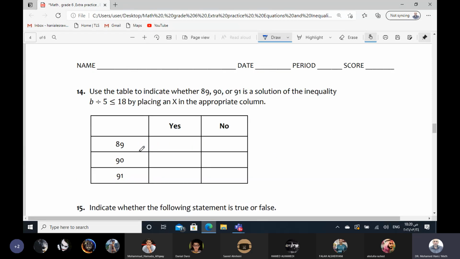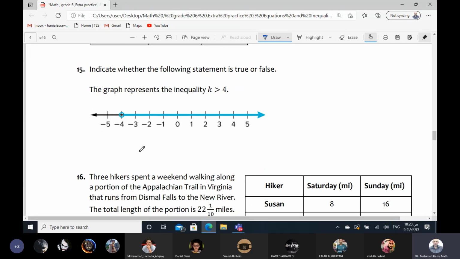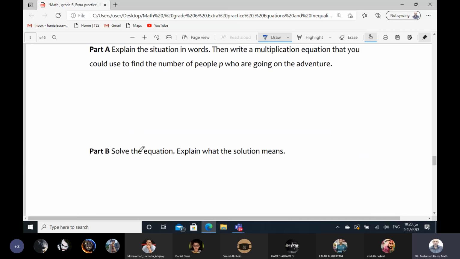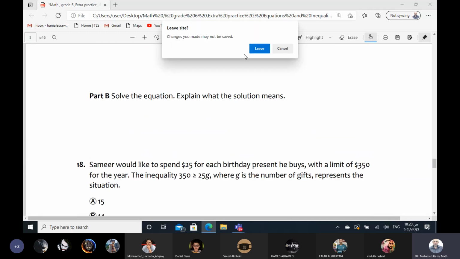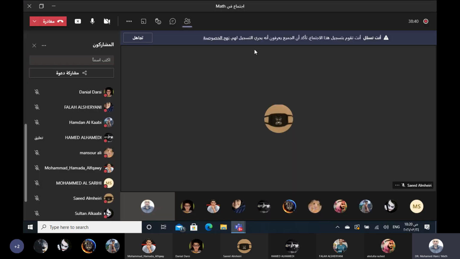We want to revise the inequality also, inshallah. Okay, this is our period today.